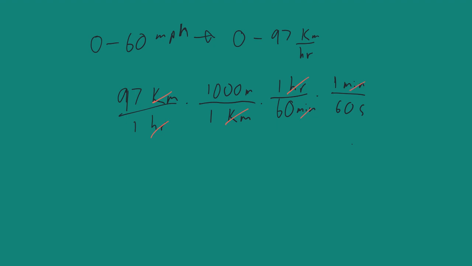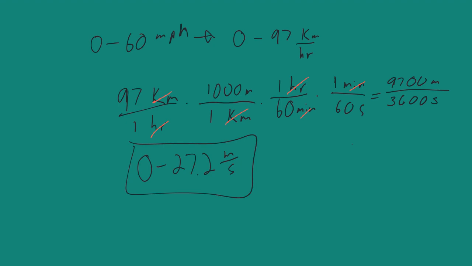So we multiply across, so it's 97 times 1,000, which gets us 97,000 meters over 60 times 60, which gets us 3,600 seconds. So if I want to know what it is, it's going to be 0 to 27.2 meters per second. So this is our change in velocity, or just 27 meters per second. That's how fast these cars are going at the end of their acceleration.